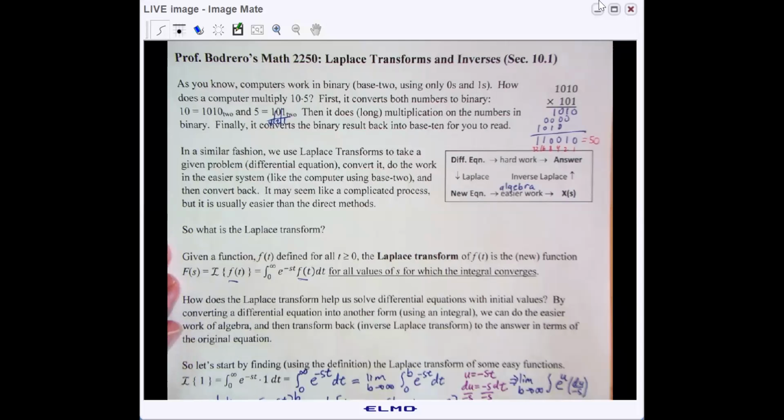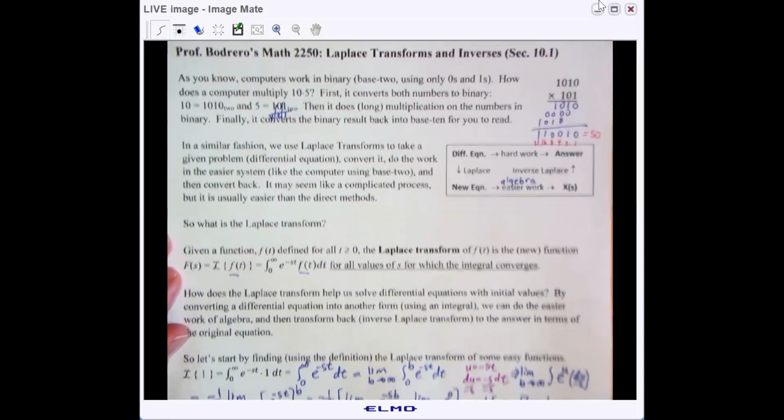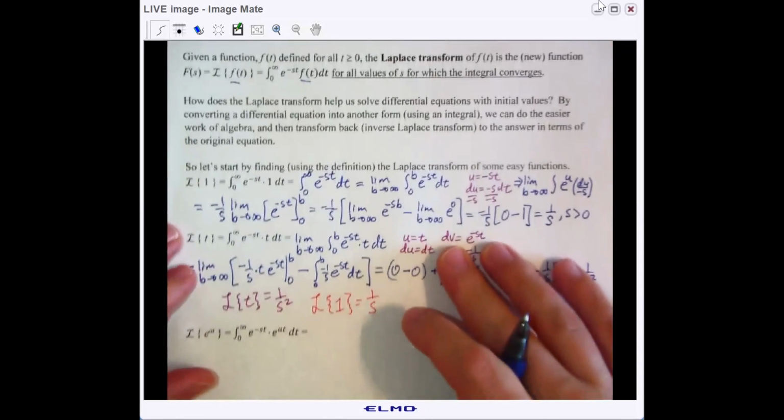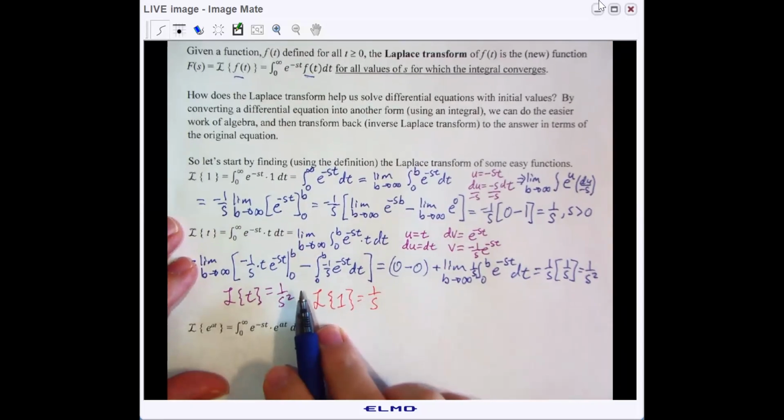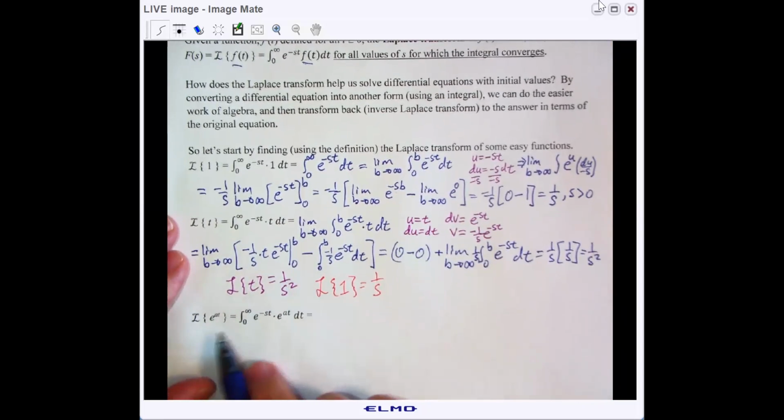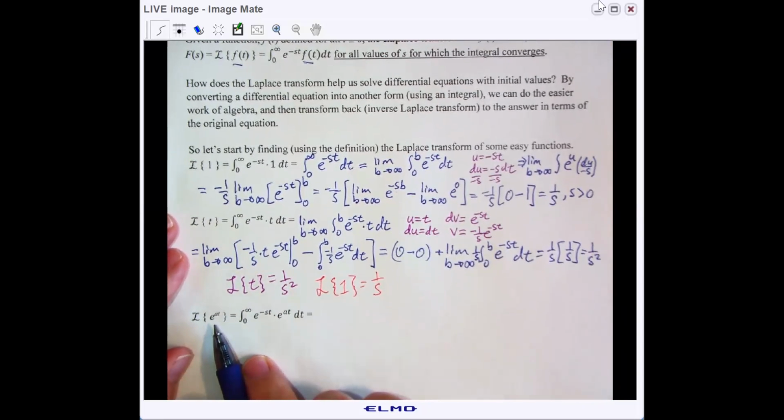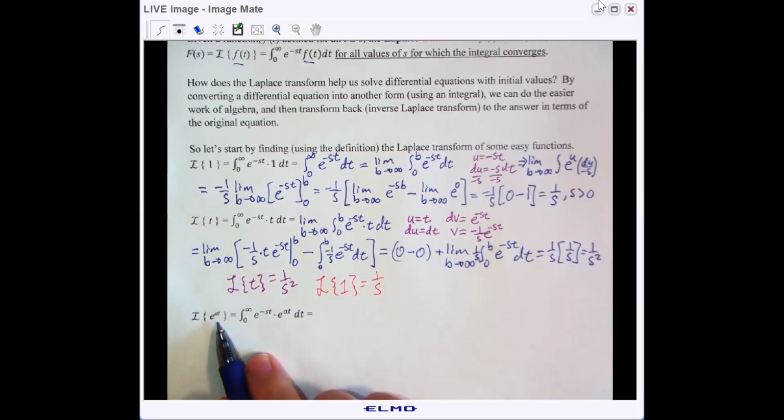Okay, welcome back to part 2 of Laplace transforms for section 10.1. So we did a couple of Laplace transforms in the previous video here. So let's try another one. Let's try the Laplace transform of e to the at.